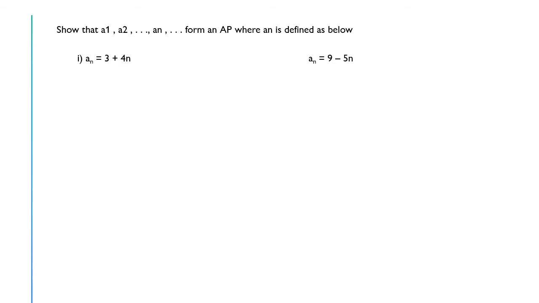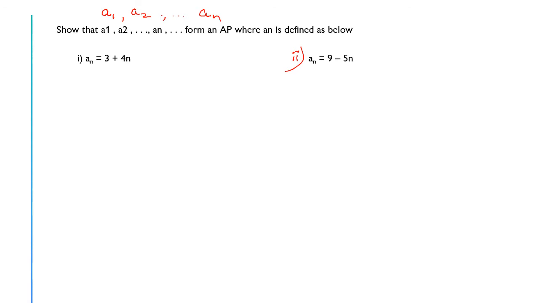This question. Show that A1, A2, etc., up to AN, form an AP, where AN is defined as below. Here A1 is the first term, then the second term, etc., up to the nth term. This is the first question, this is the second question. There are two questions of the same type I have taken. First one we'll discuss, second one we'll do.